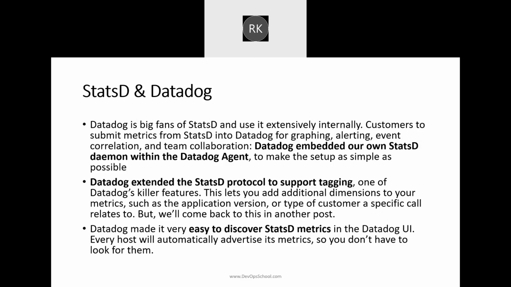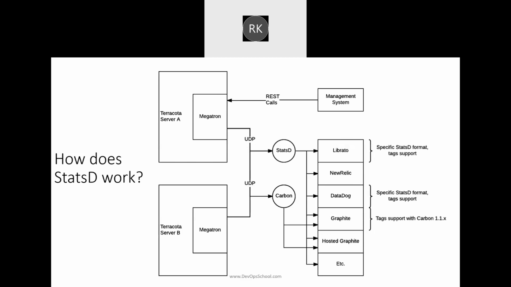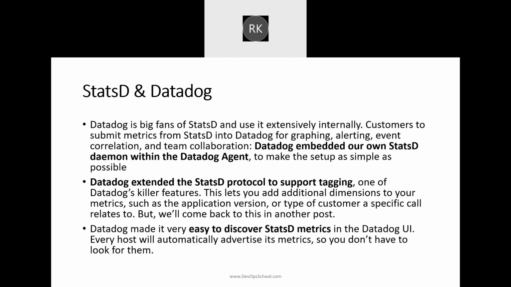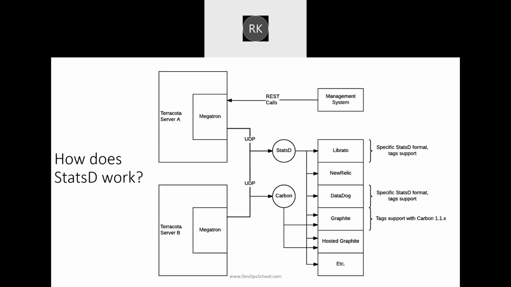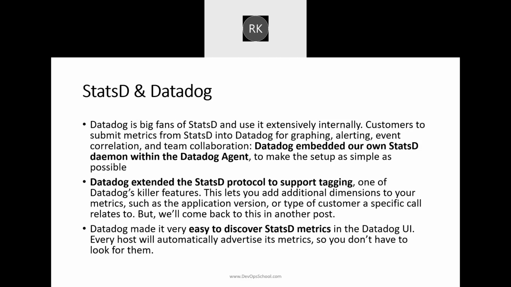That is possible. Anyways, I show you. This is the StatsD. But Datadog embedded our own StatsD daemon within the agent itself. You have to just enable it. That means you don't need a StatsD anymore. If you want application data, then you don't need a StatsD. So what do you need? You need the agent only. Why? Because the agent has that capability already inbuilt.